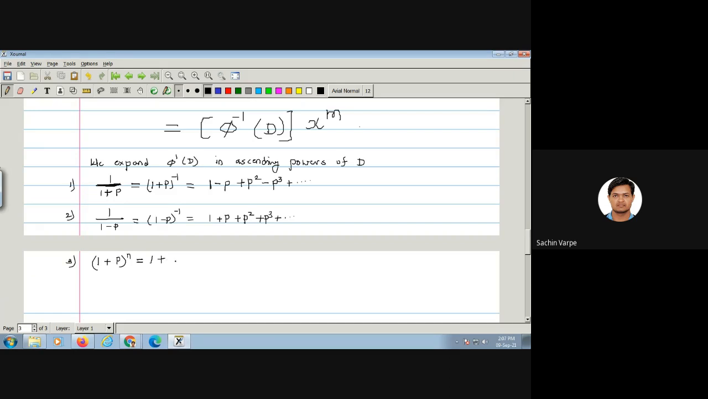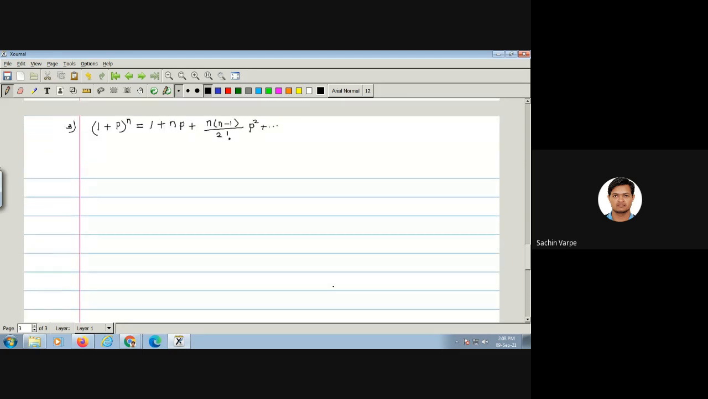nC1 p plus, the next, n into (n minus 1) upon 2 factorial, p square, isn't it? So this is the standard binomial formula for a equal to 1 and b equal to p. Clear?